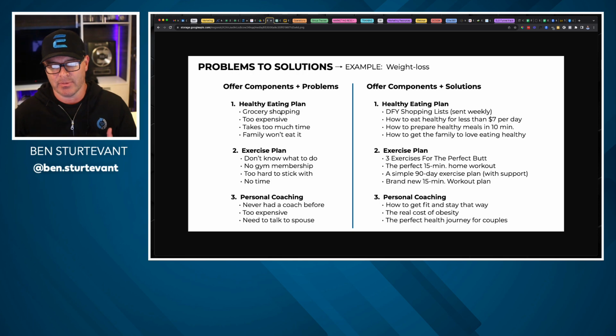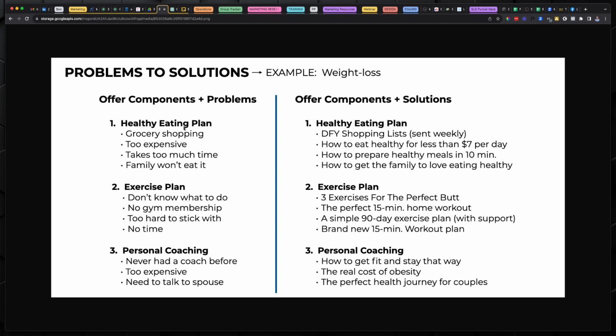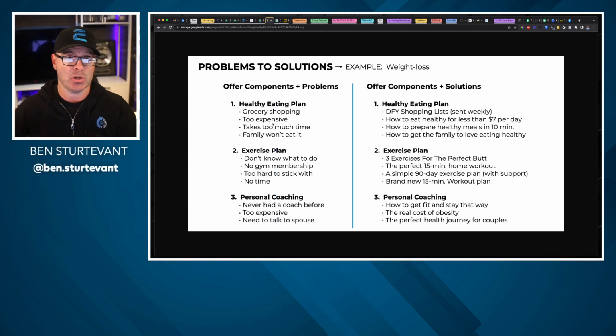And this would be an example of creating a good offer, right? So if you have a healthy eating plan that you offer, underneath that, you might offer some things that dive a little bit deeper, that solve bigger problems. So what are the problems that people are dealing with inside of this healthy eating pillar of your offer? Well, one of those might be grocery shopping, right? Maybe they don't have the time to do it. So would it be valuable if they had a done for you shopping list sent to them weekly? Absolutely, right? That solves that problem, that objection, that hurdle.